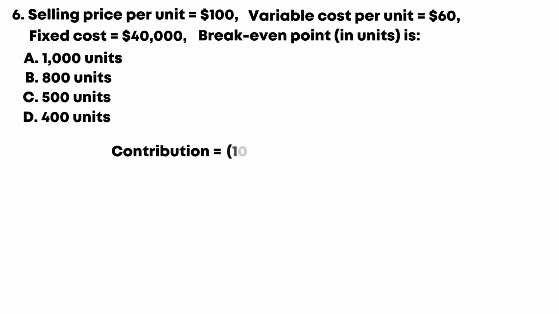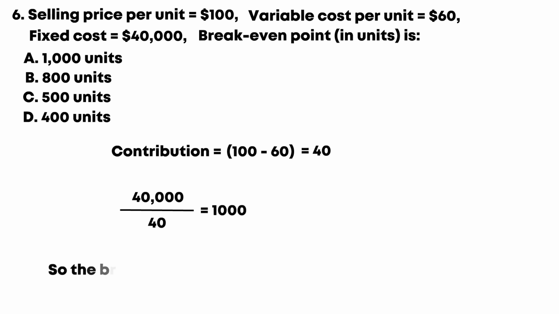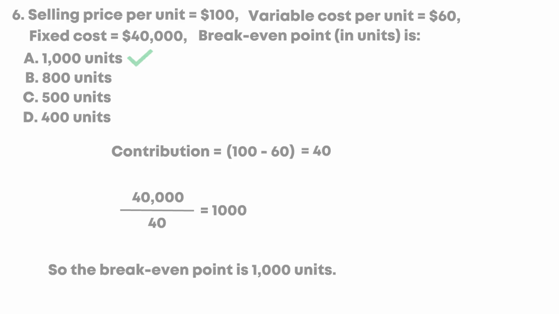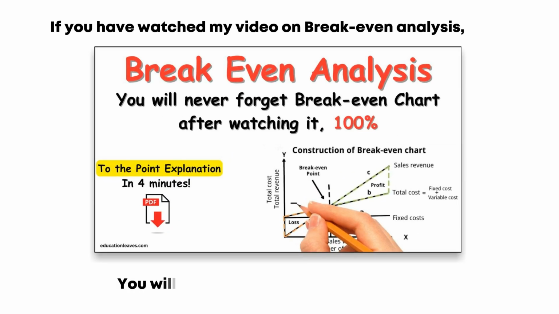Contribution equals selling price per unit 100 minus variable cost per unit 60, which is equal to 40. Now fixed cost 40,000 divided by 40 is equal to 1,000. So the break-even point is 1,000 units. The answer is A, 1,000 units. If you have watched my video on break-even analysis, you will be able to answer all 20 questions.